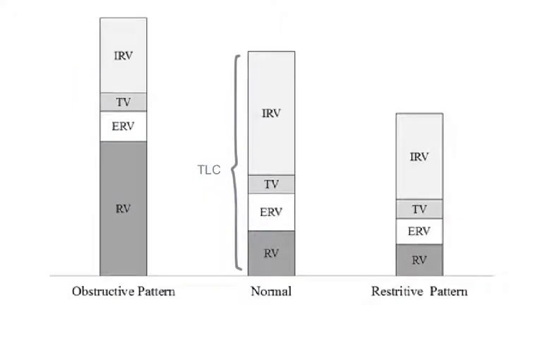Let's recap this picture from our previous lecture. You can clearly appreciate that in obstructive lung disease, the total lung capacity and residual volume are more than in the normal lung. On the other hand, in restrictive lung disease, all lung volumes, including total lung capacity and residual volume, are smaller as compared to the normal pattern.